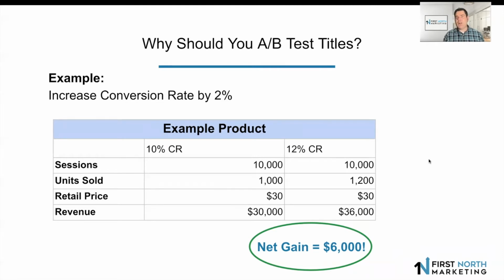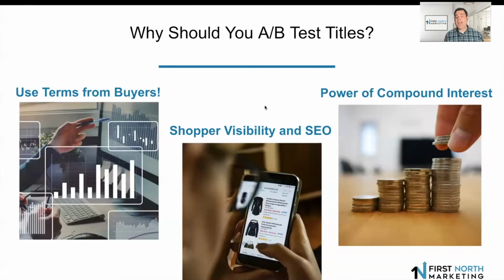So how does this work with titles specifically when it comes to A/B tests, and why should we do it? First of all, what we're going to do is we're going to use the terms that not only shoppers use, but also that our actual buyers use. And I'm going to show you how to find those.